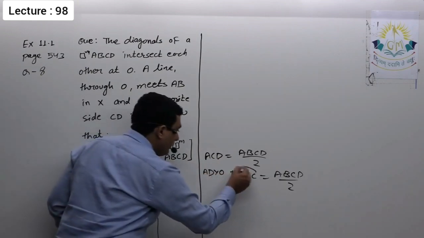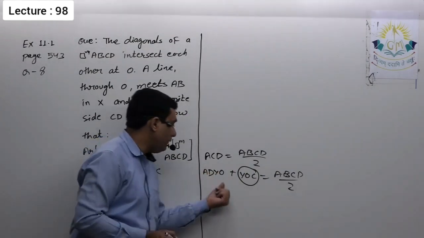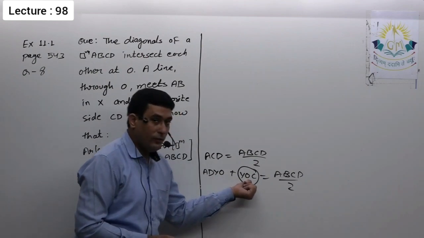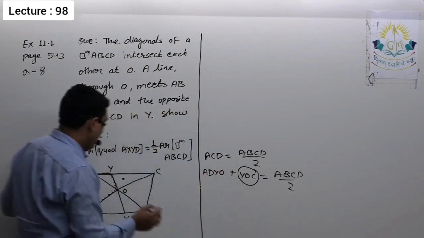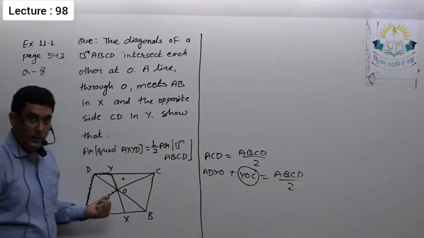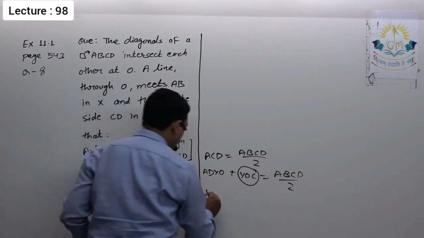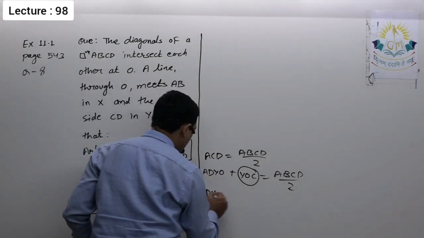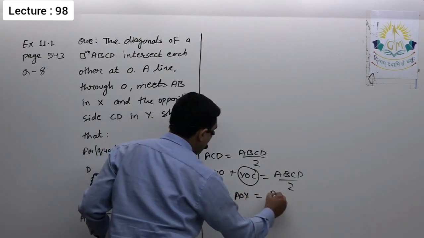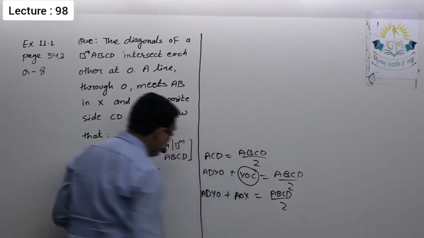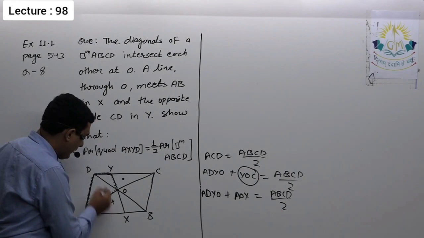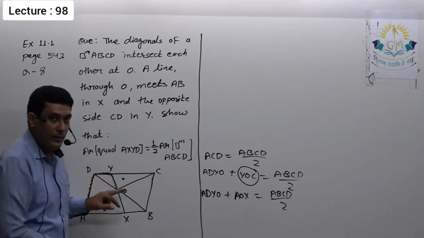Now here ADYO, I am talking about the area. Area of ADYO plus area of YOC is equal to area of ACD. Now instead of area of YOC, I can write area of AXO. If I am able to write ADYO as it is and in place of YOC I write AOX, then I will get my required answer, because ADYO plus AOX, that means the area of these two portions, is equal to AXYD.